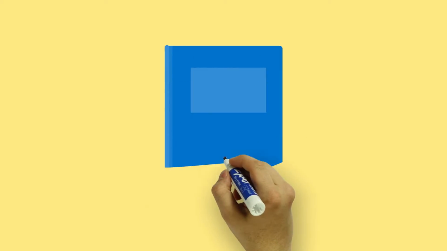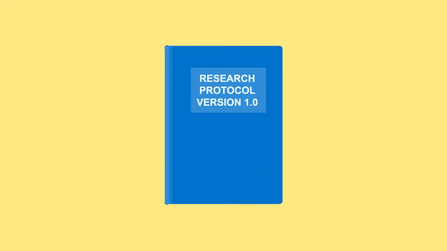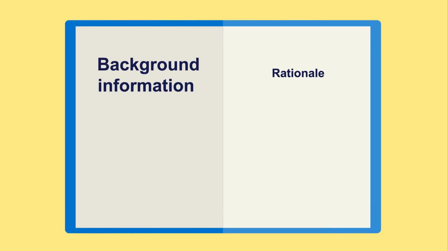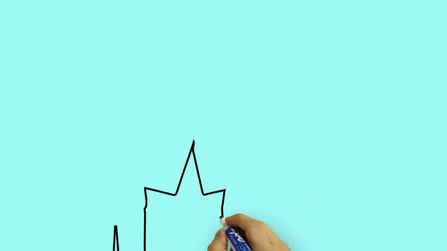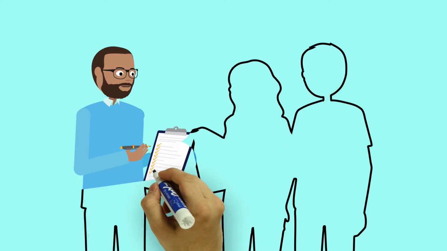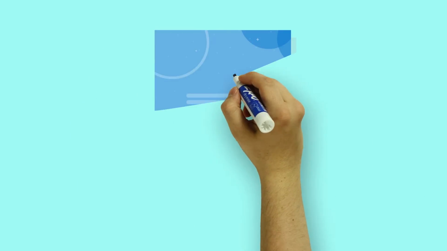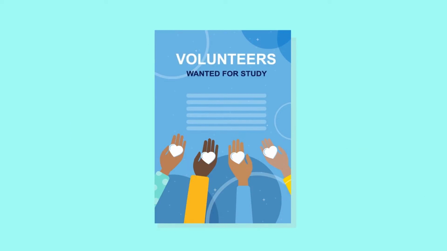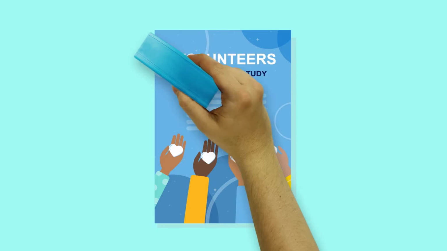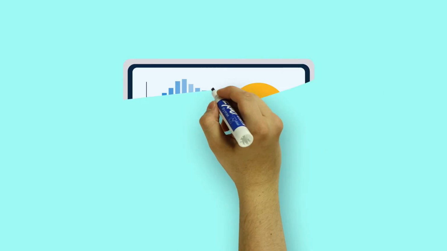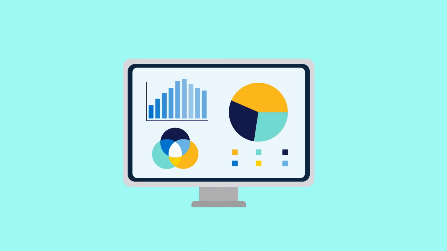A research protocol is the instruction manual for a study and must be followed by all researchers. It contains background information about previous research and justification for the current study, and ensures all researchers are working to the same approved procedures. It contains details about what participants the study needs, how participants will be recruited, and information about data collection and analysis.